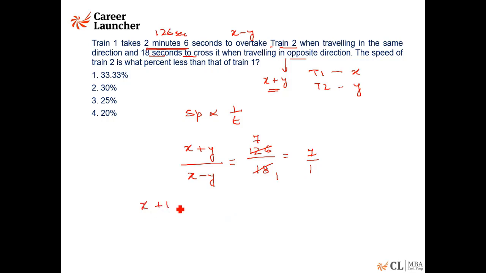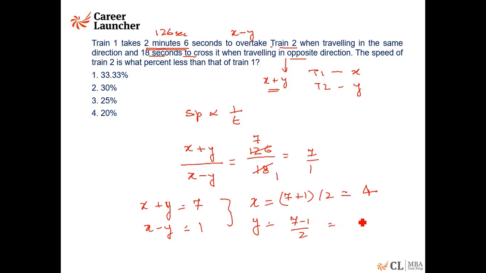I will say if x plus y is equal to 7, then x minus y should be equal to 1. So what does that mean? x will be equal to (7 plus 1) by 2, which is 4. Go back to your boats and streams. The speed of boat is x, the speed of stream is y. The upstream speed will be x minus y, downstream will be x plus y, and then you can calculate the individual speeds also. The same thing I am doing out here, and y will be equal to (7 minus 1) by 2, which is 6 by 2, 3.